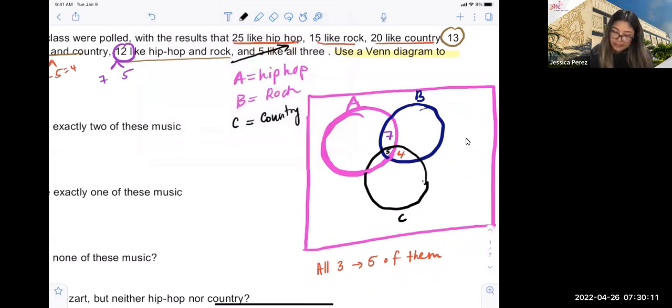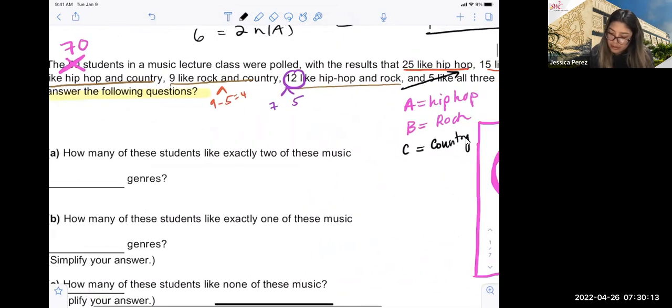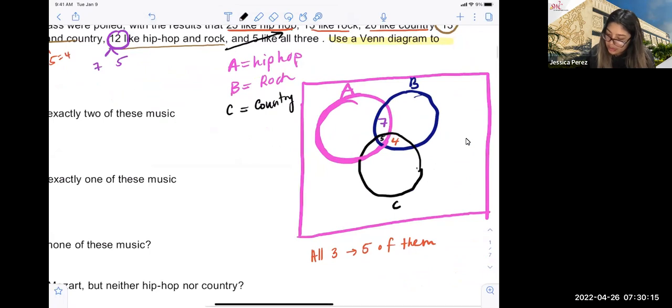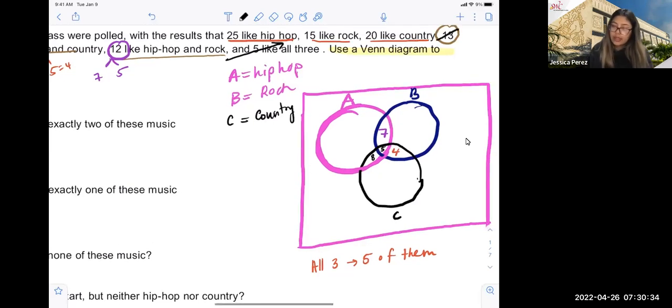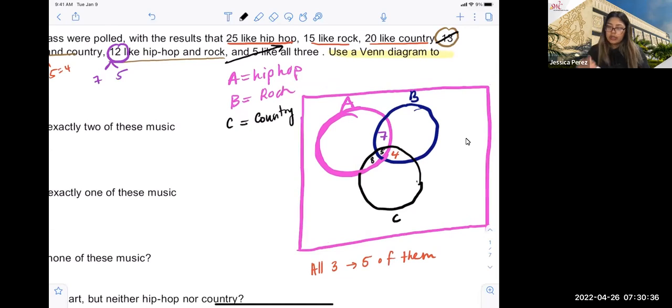So 13, we have hip hop and country, right here, the black and the pink. 13, we already have 5 of that, so you should have 8 here. 8 plus 5 is 13. So that's going backwards.